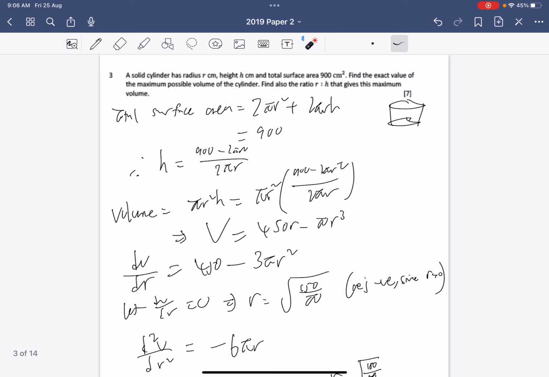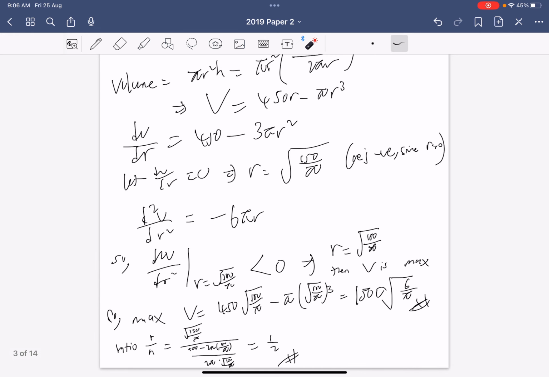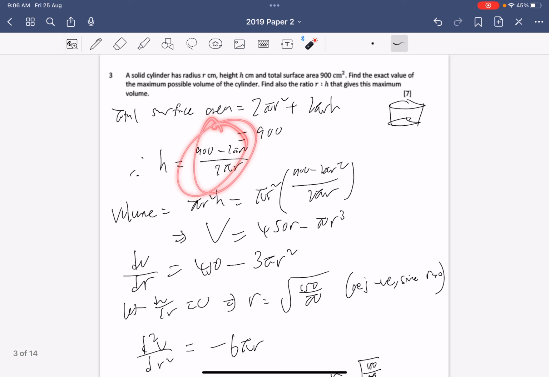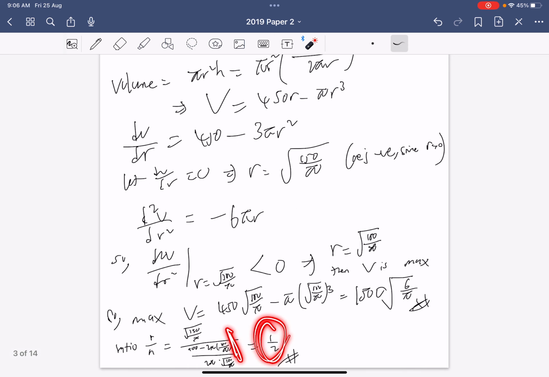And now we're supposed to find the ratio of R over H that gives this maximum volume. So this maximum means R has to be this, and we just need to sub this R into this H expression and take the ratio, and we see that it's half.